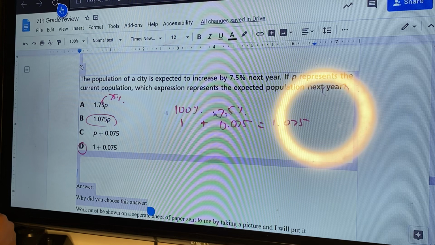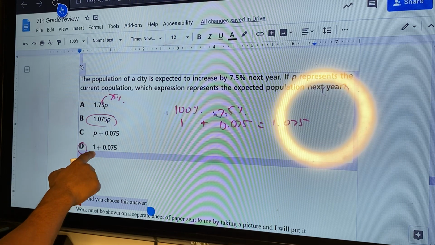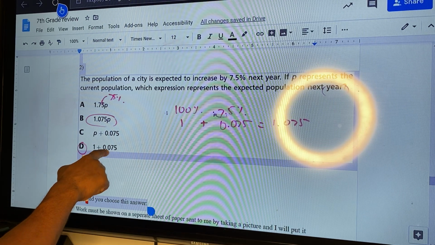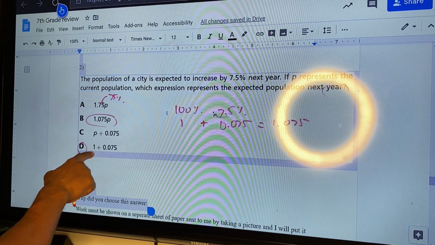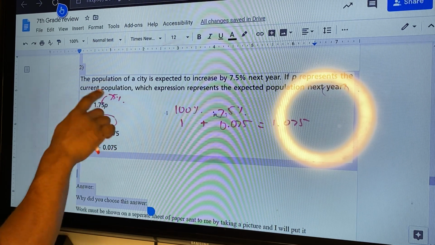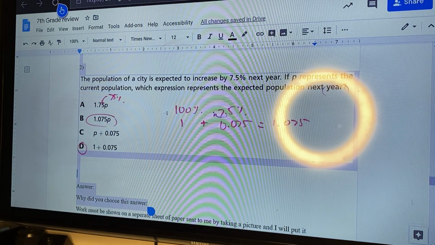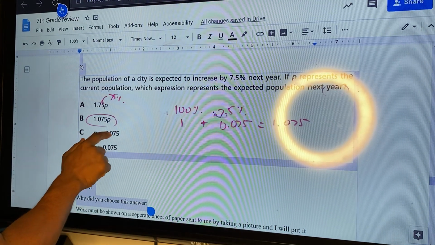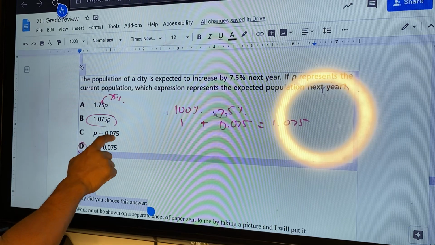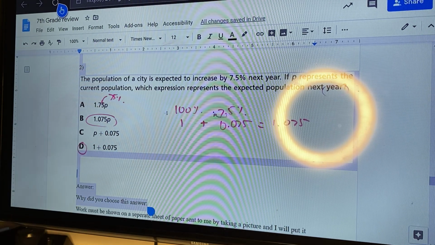And this one, 1 plus 0.075, would be right, but it needs to have the P, which represents the population. And you can't add a variable and a number here. These are not like terms, so you can't combine them.